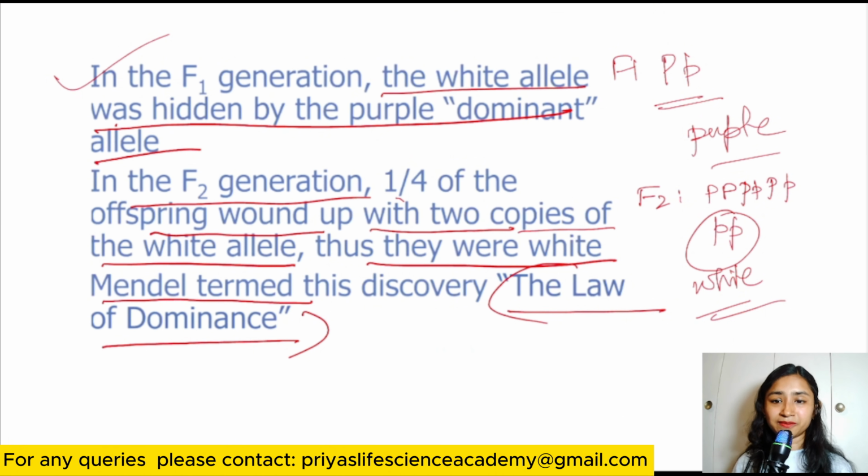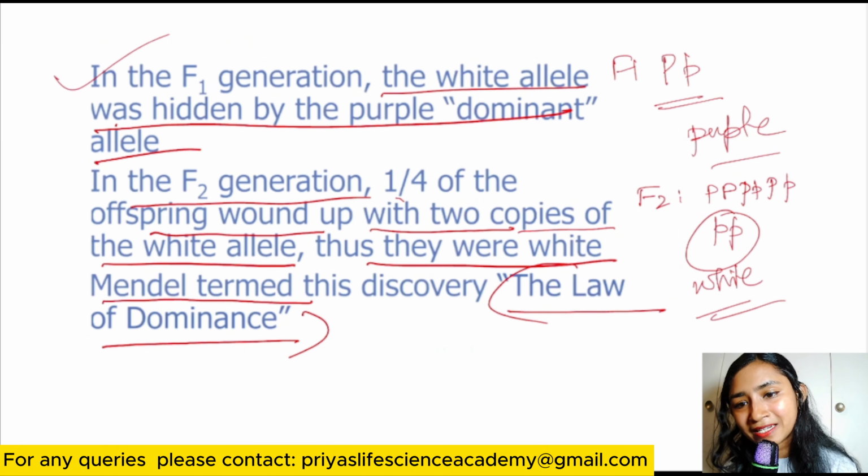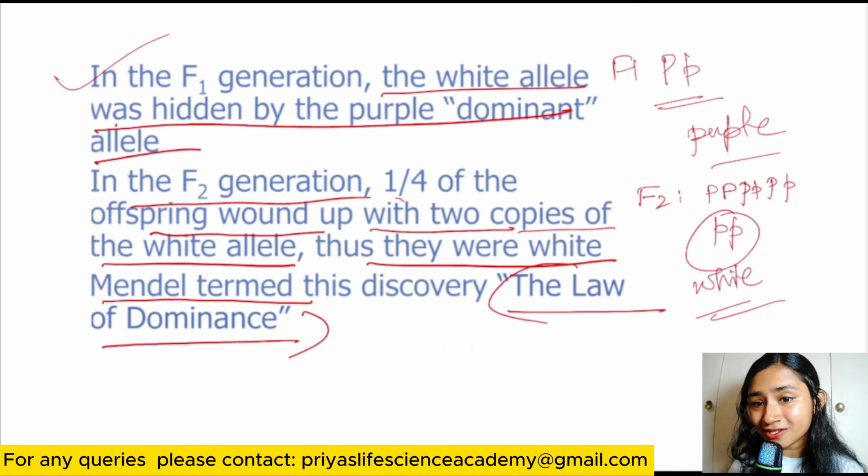We couldn't see the expression of the white allele because of the presence of the capital P. So this is known as the law of dominance. Because of the dominant allele present, the small allele couldn't be expressed, but in the F2 generation, two small p alleles were present, so we could get the white phenotype. So from this, the law of dominance came into the scene.